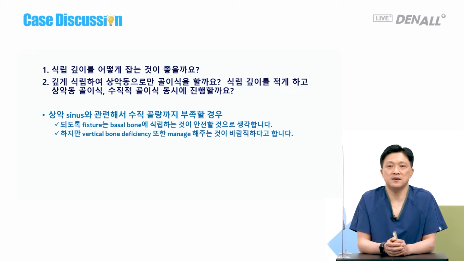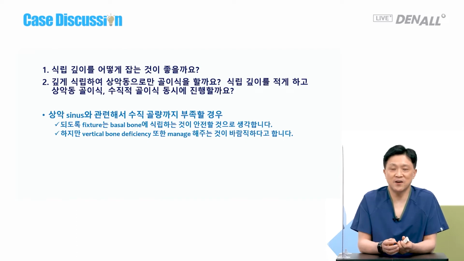So the answer to the placement depth: if possible, it should be placed near the basal bone as much as possible. To question number 2, do I need to place deeper so that I do the bone graft only in the sinus? Or should I place the implant not so deep and do sinus graft as well as the vertical bone graft at the same time? My answer to that question is we need to manage the vertical bone deficiency as well. So just doing one graft is not good enough when you plan the treatment.